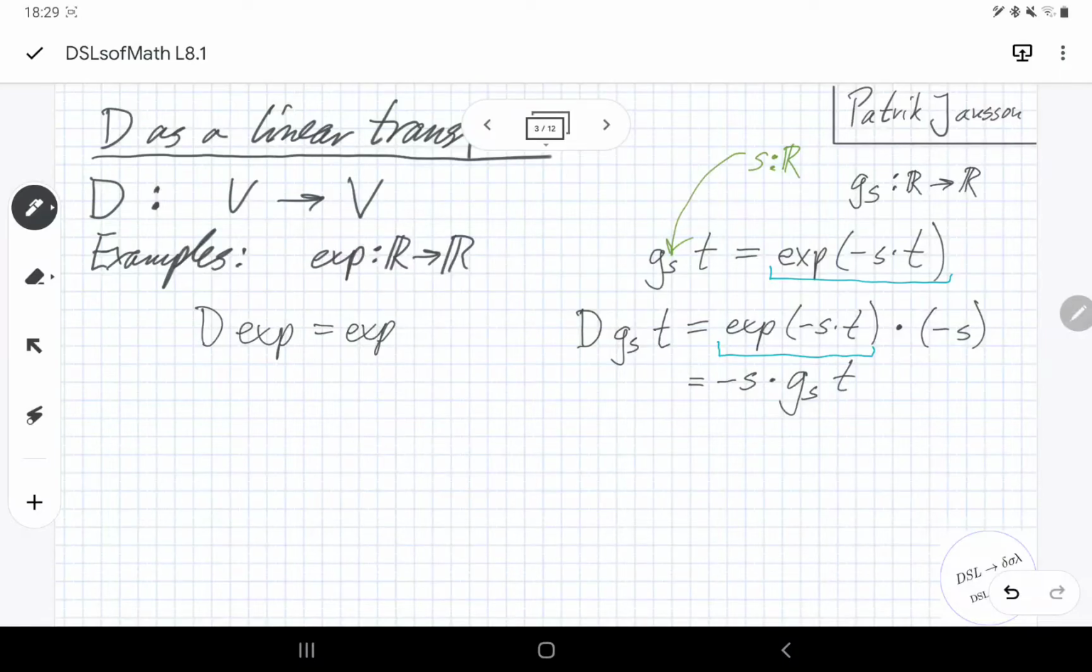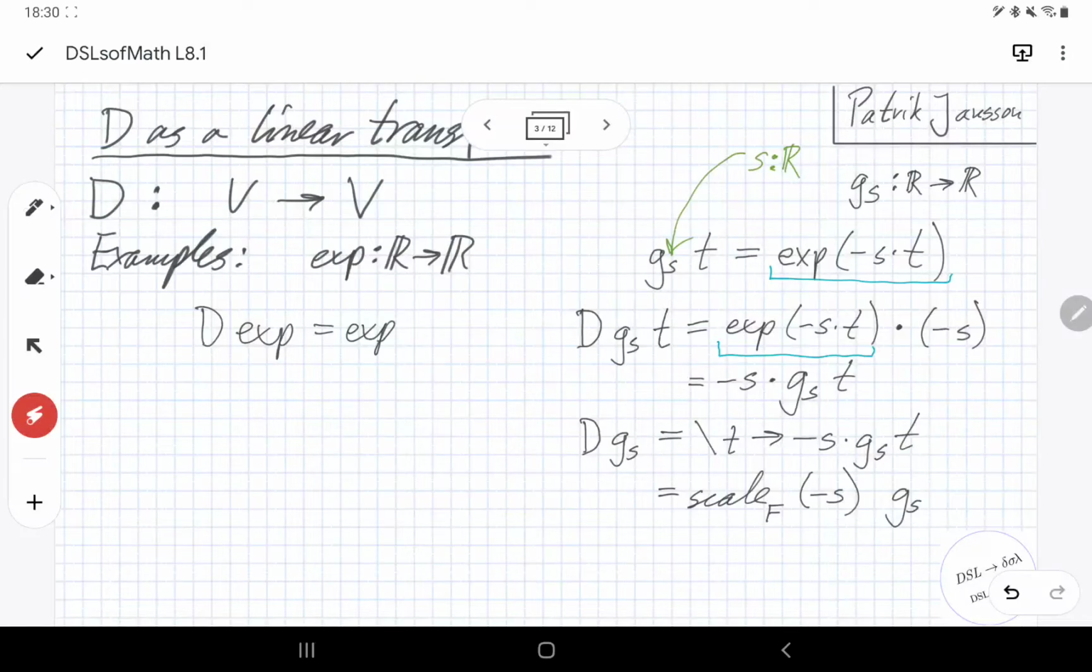Okay, so we have multiplied the return value of our original function by minus s. If we step out one step, this means that d of gs, which is lambda t to minus s times gs of t, can also be written as a scaling of the vector gs. So this is equal to scale in the function vector space by minus s of gs.